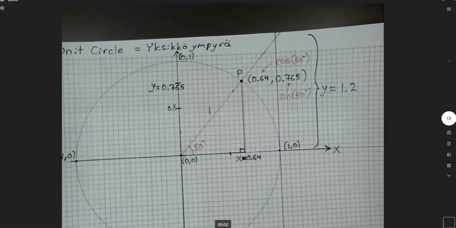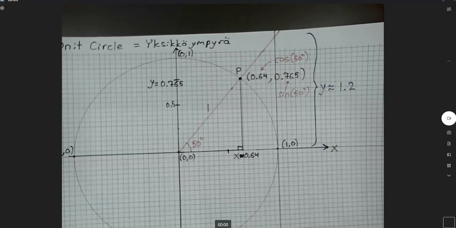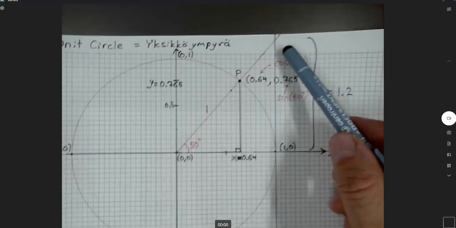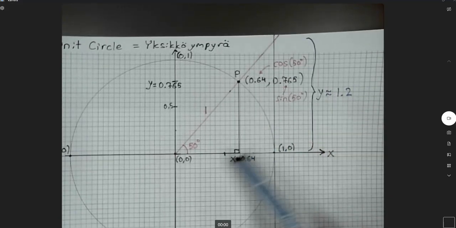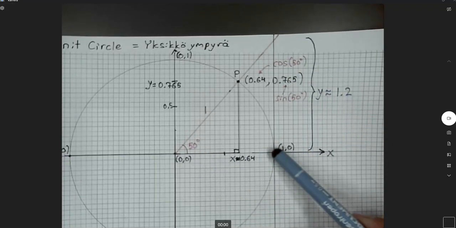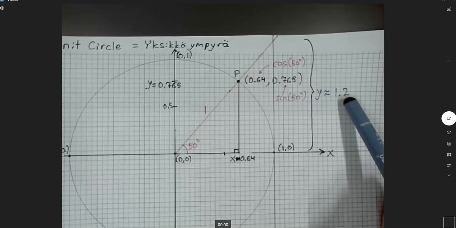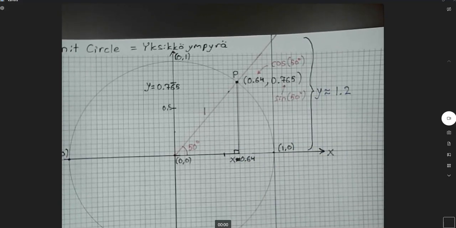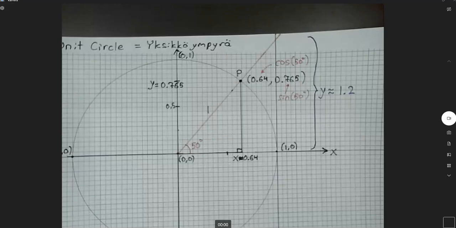But the tangent is different, as we saw when we drew this tangent line to the right-hand side of this circle. We saw that the tangent point will be somewhere there when our angle is 50 degrees, and we approximated that this coordinate is about 1.2, and that tells us the value of tangent for 50 degrees. So the tangent value can be whatever, from -infinity to +infinity.